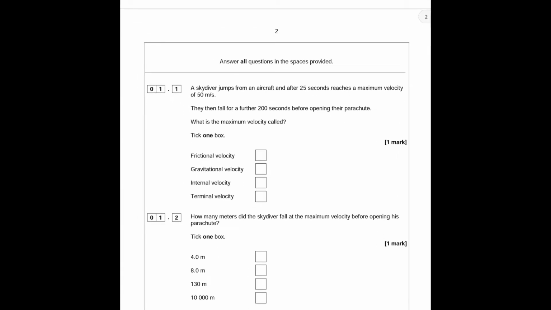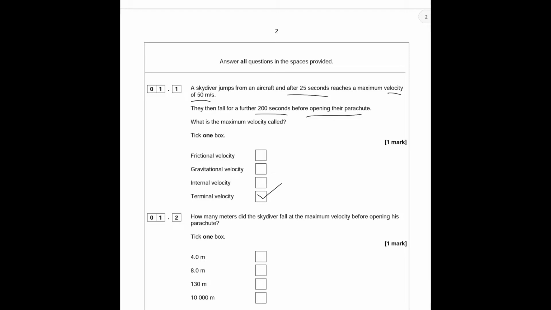A skydiver jumps from an aircraft and after 25 seconds reaches a maximum velocity of 50 meters per second. They then fall for a further 200 seconds before opening their parachute. What is the maximum velocity called? Some key terminology we have to understand: after the skydiver jumps, the time taken is 25 seconds, his velocity is 50 meters per second, and before opening the parachute, the time is 200 seconds. The maximum velocity is called terminal velocity, where both the forces become equivalent to each other.